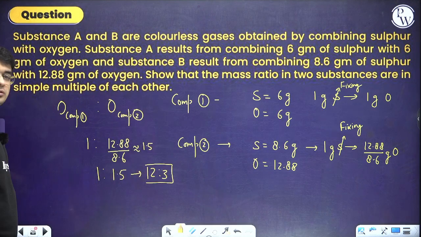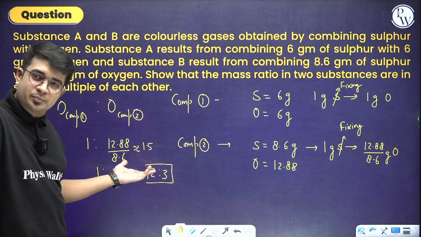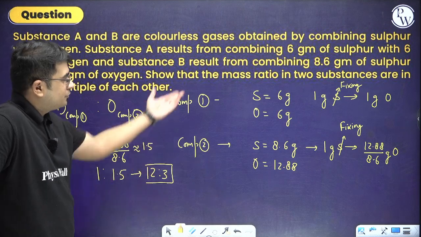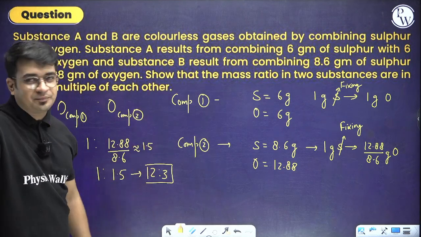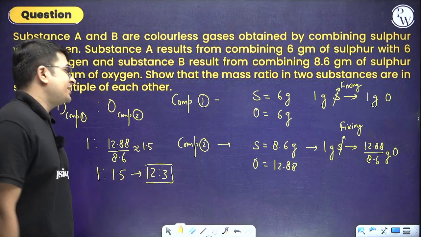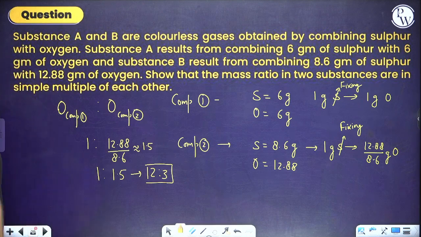If this is a 2 is to 3 ratio, it means this is constant. You can see the simplest whole number ratio. So yes, we have the law of multiple proportions in this particular question. I hope the entire part is clear. Very simple questions which are related to the laws of chemical combinations.